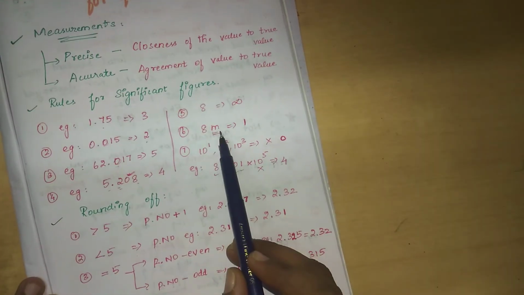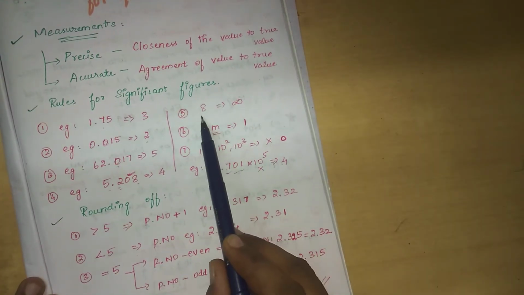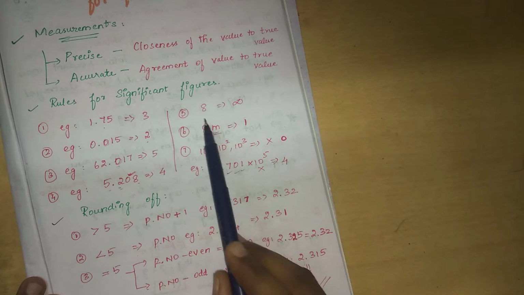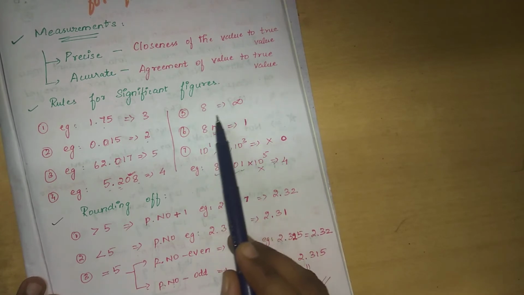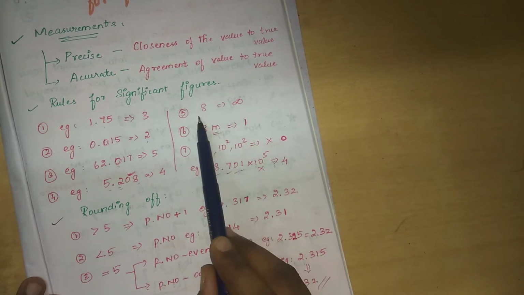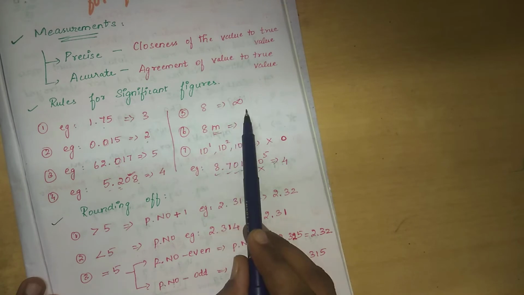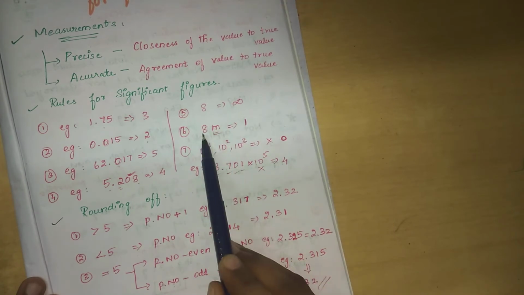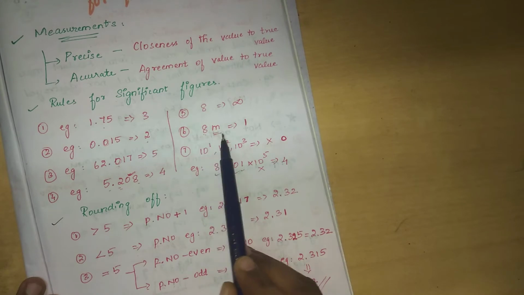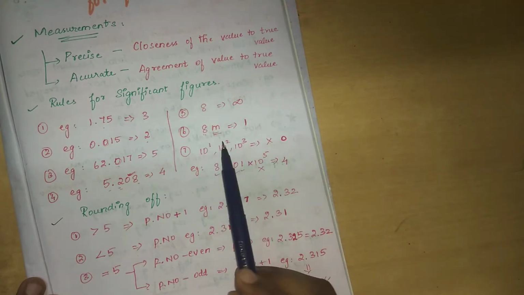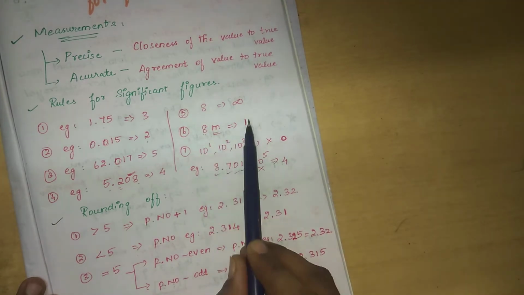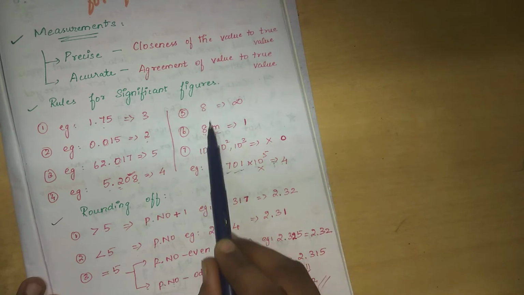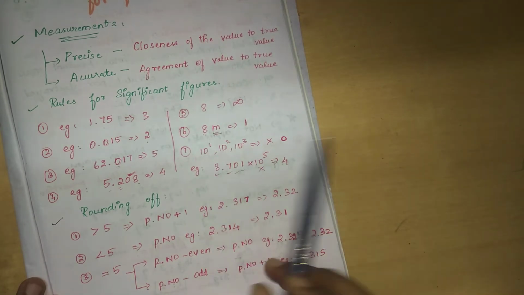If they have given only a number, without any decimal point, you should take the significant figures as infinity. For 8, it is infinity significant figures. If the number is without a decimal point but they have given some unit, like meter, you should take the number of significant figures as 1, or if they give 14, then 2, and so on.